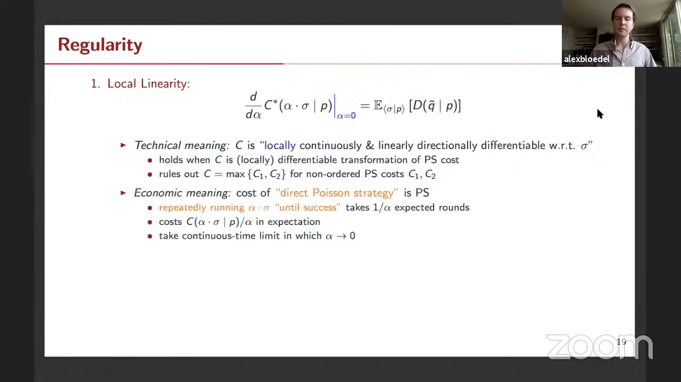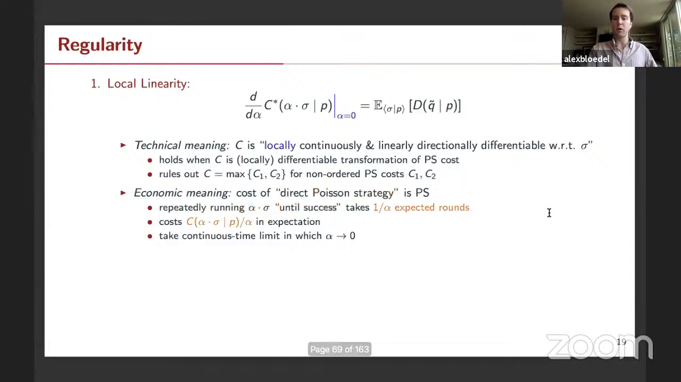Economically, what this means is that the cost of what we might call direct Poisson strategies is posterior separable. Here you can think of a direct Poisson strategy as the strategy in which you repeatedly run the alpha dilution until success, until you draw a signal.